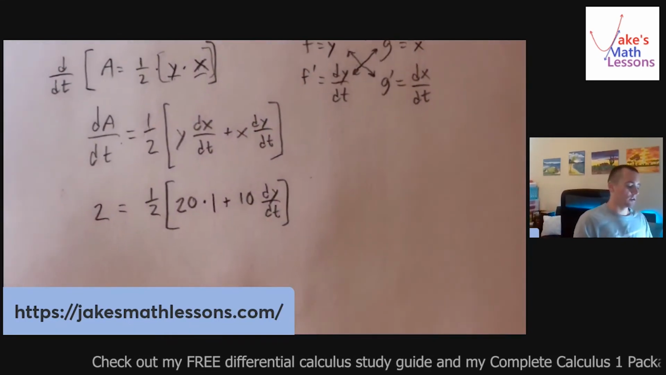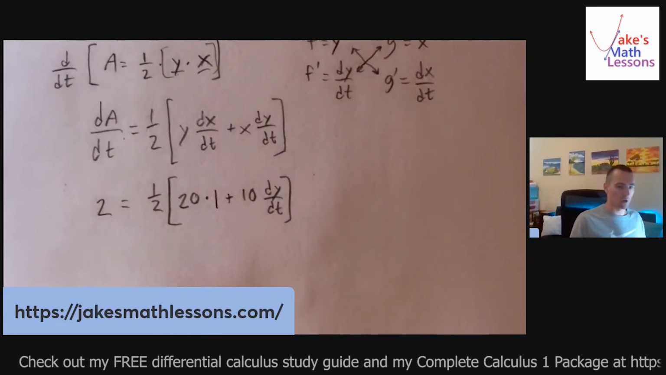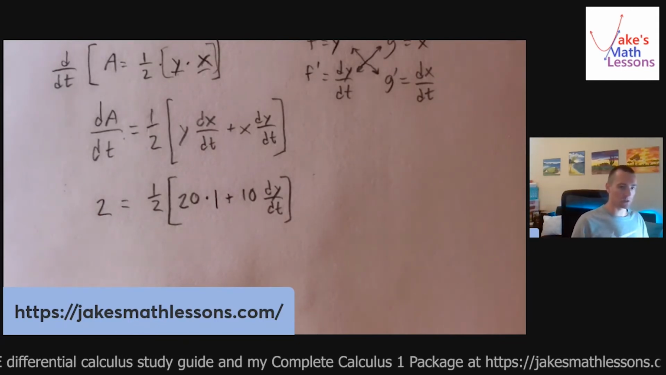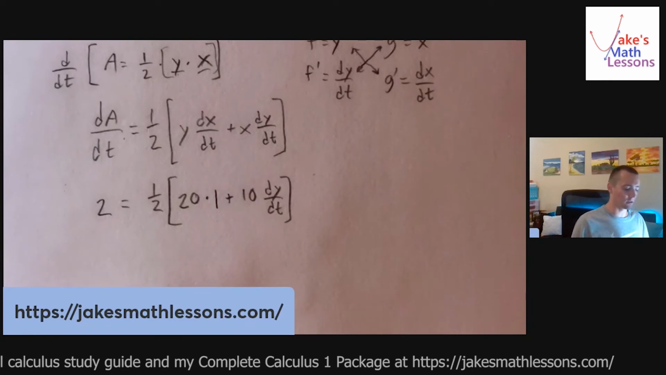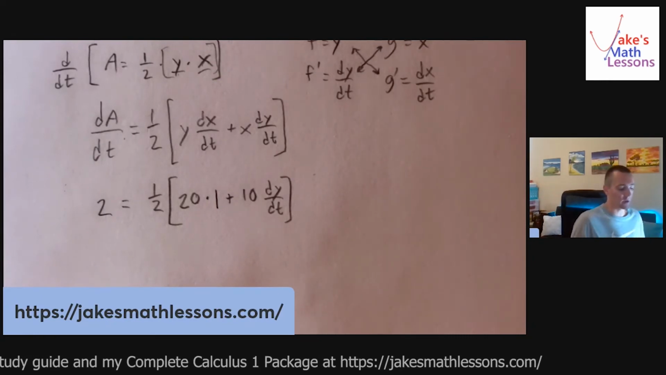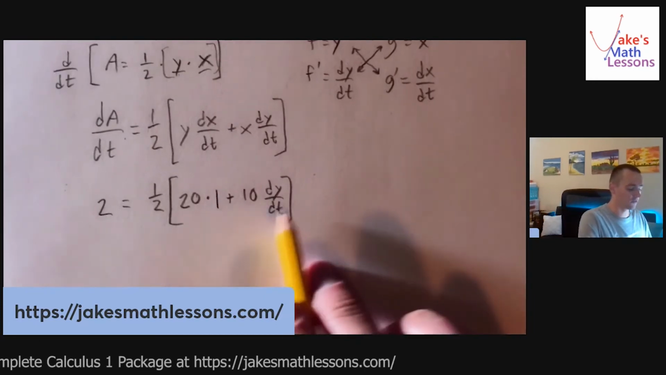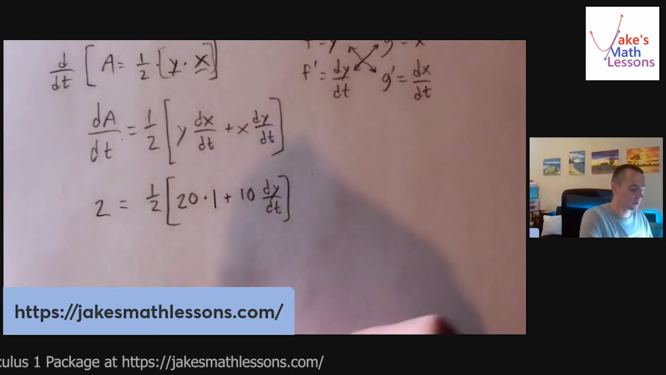So now we have this equation, which we have plugged in all the information we know. At this point, this equation only has dy/dt, which is the thing that we're looking for, and then a bunch of other numbers. So now we have a single equation with a single variable. We should be able to just solve for the thing we're looking for, and that should be our answer.